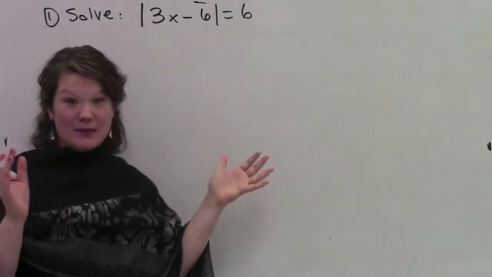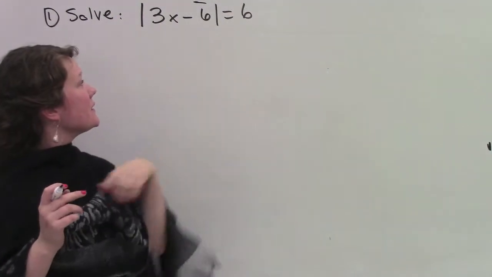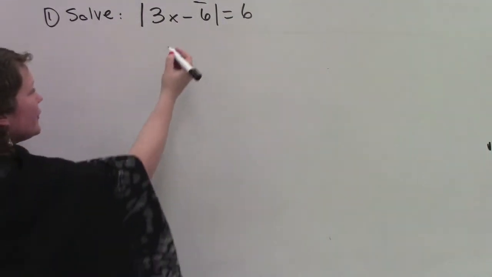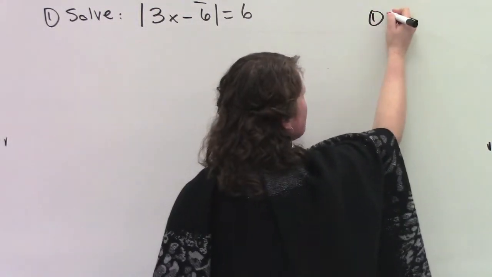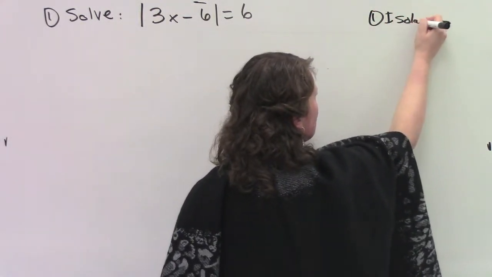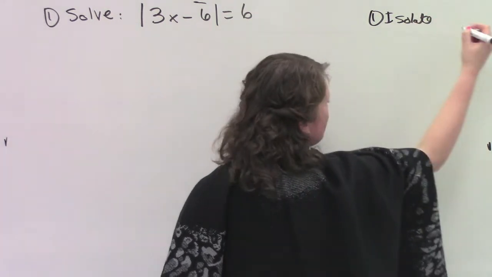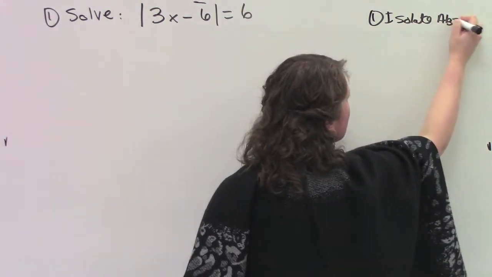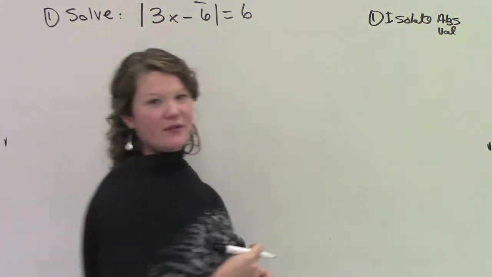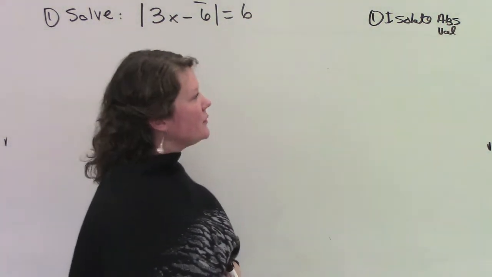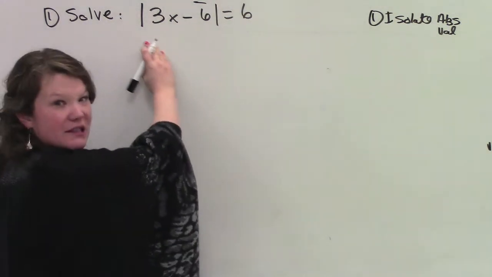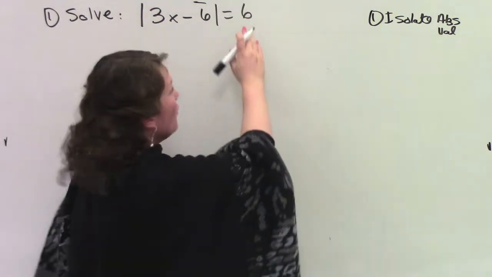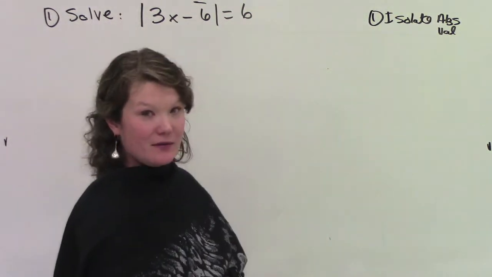Solve the absolute value of 3x minus 6 equals 6. What we first want to do is isolate the absolute value. I'm just going to write these steps on here. First, isolate the absolute value. I want to isolate the absolute value, and that's already done. One side is the absolute value and one side is not absolute value. Done.